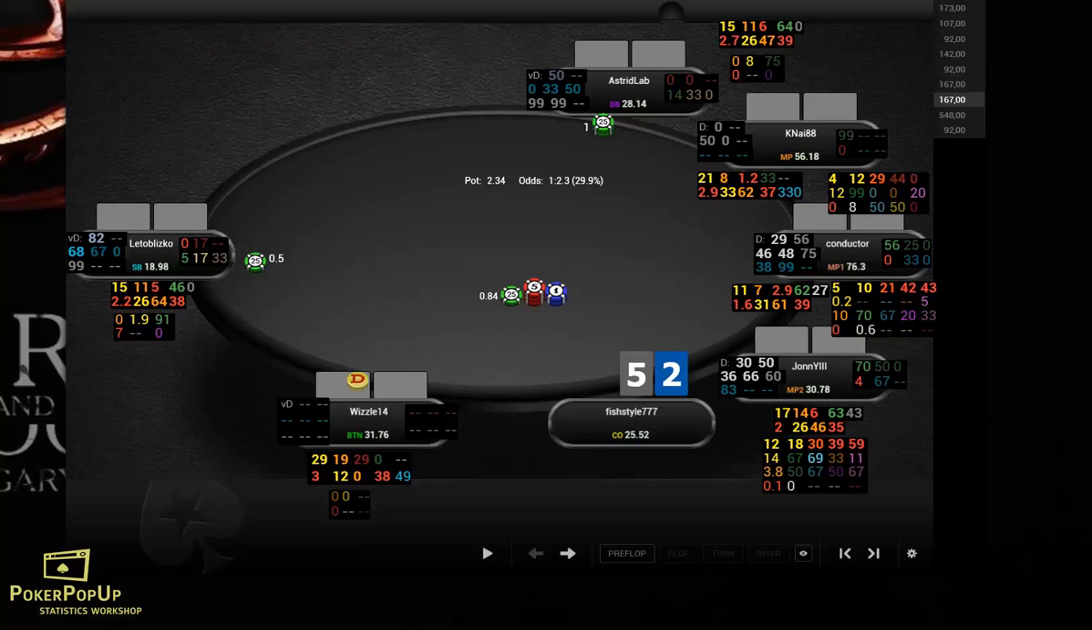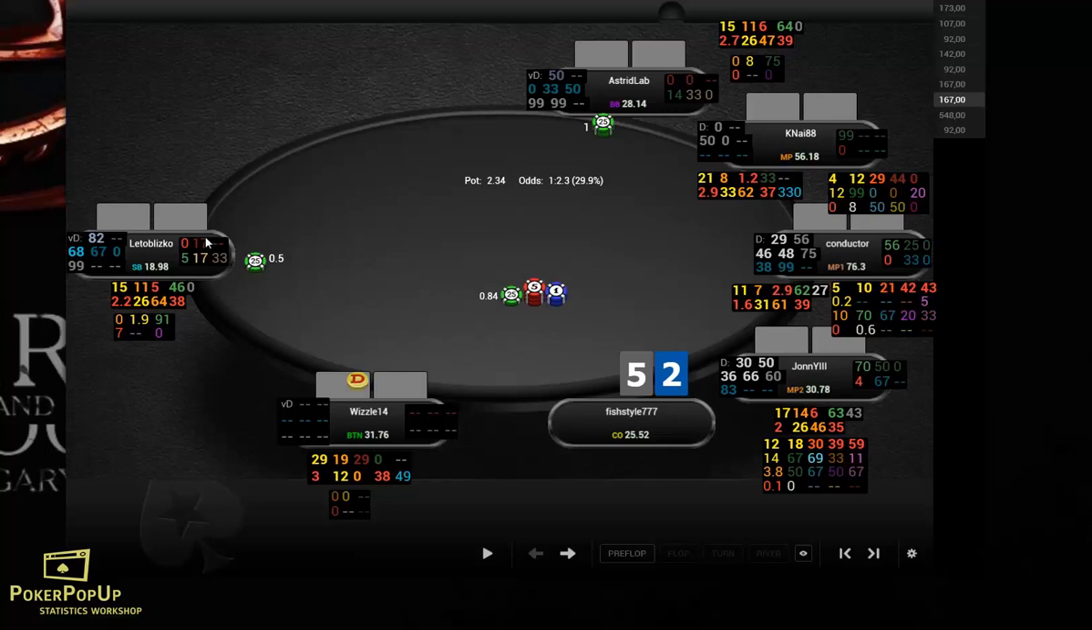Hello everyone. Today I'm going to talk about the new HUD. It was created by the Poker Pop-up Statistics Workshop. It consists of 4 blocks plus an additional 5th block for the opponent on the big blind when we are on the small blind. Let's look at this person here.